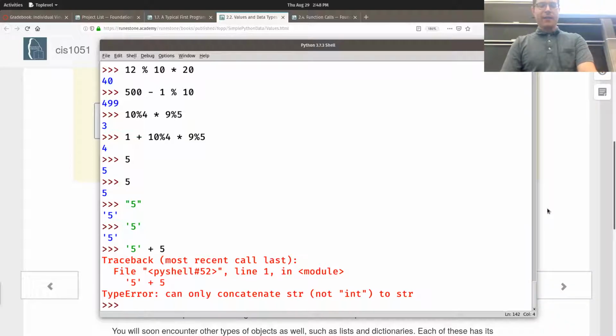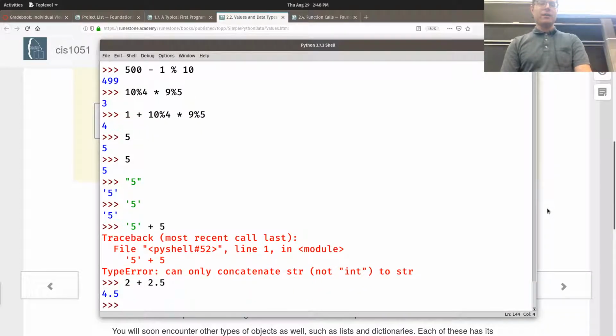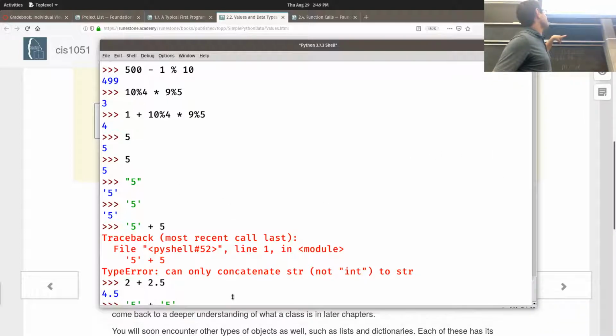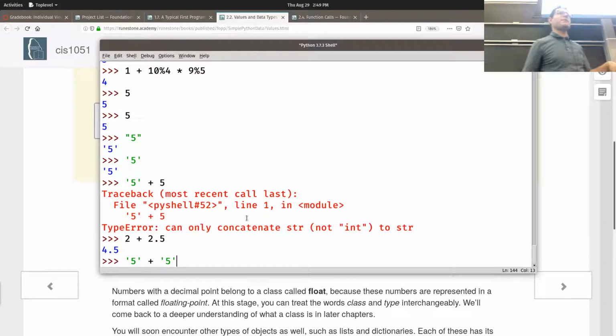You can't add strings and integers together. You could add integers and floats together, so 2 plus 2.5, that's perfectly fine. But Python doesn't like adding strings to not strings. It's perfectly acceptable to add two strings together, and the result is both unintuitive and intuitive at the same time. Programming languages try to follow the principle of least surprise, which is that the answer you get is the least surprising. So remember, this is a symbol added to another symbol.